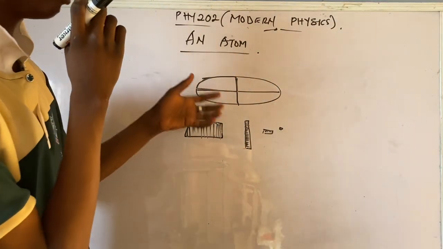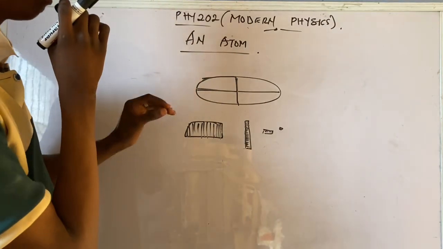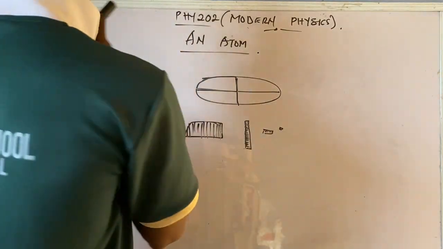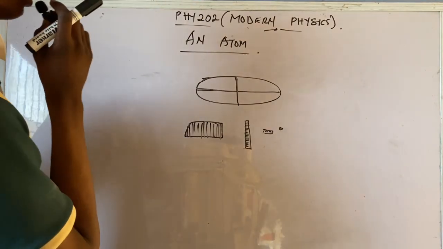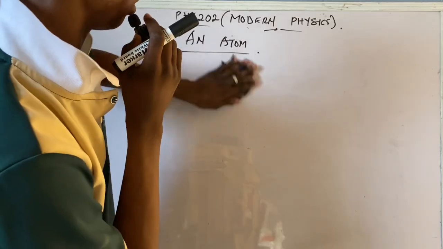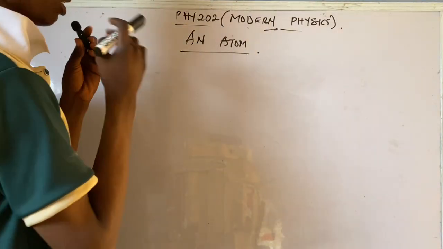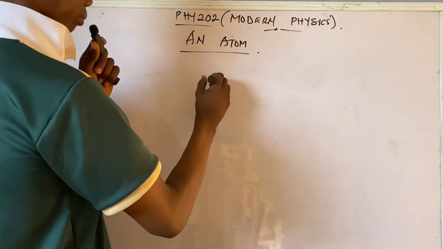An atom is the smallest indivisible part of an element that can take part in a chemical reaction and still retain the chemical properties of that element. That is what we call an atom. So what is the structure of an atom? What does an atom look like? An atom is spherical in shape.